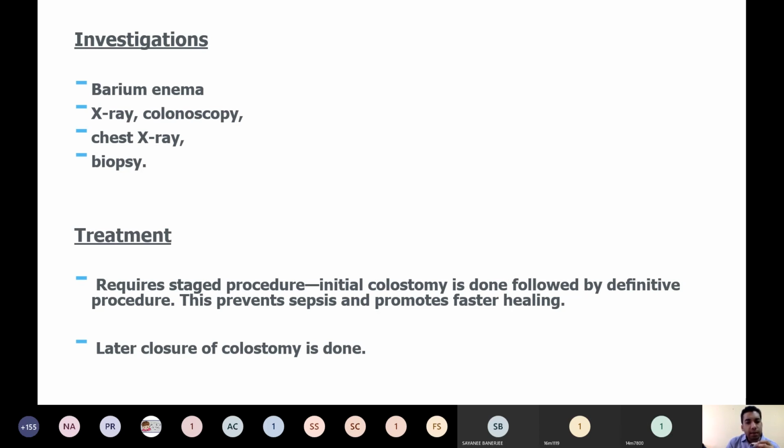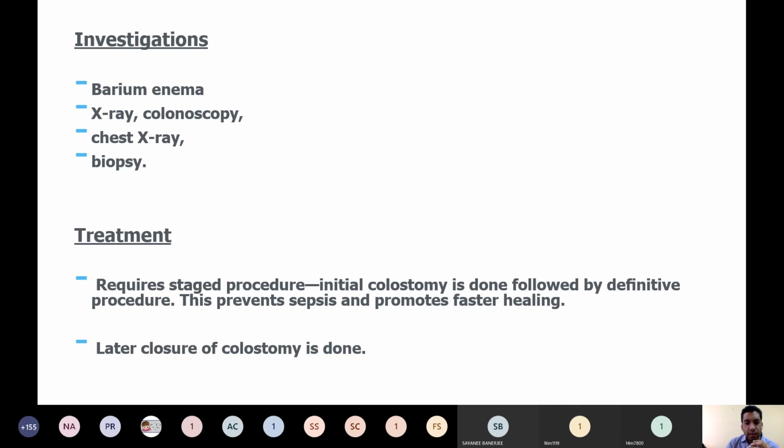Here it is a staged procedure. First thing you should do is ileostomy, divert the fecal matter. Then perform the definitive procedure. That is fistulectomy or fistulotomy, whichever, or the newer techniques such as VAAFT can also be used. Later, the colostomy should be closed back. So this is a staged procedure if it is a high anal fistula.